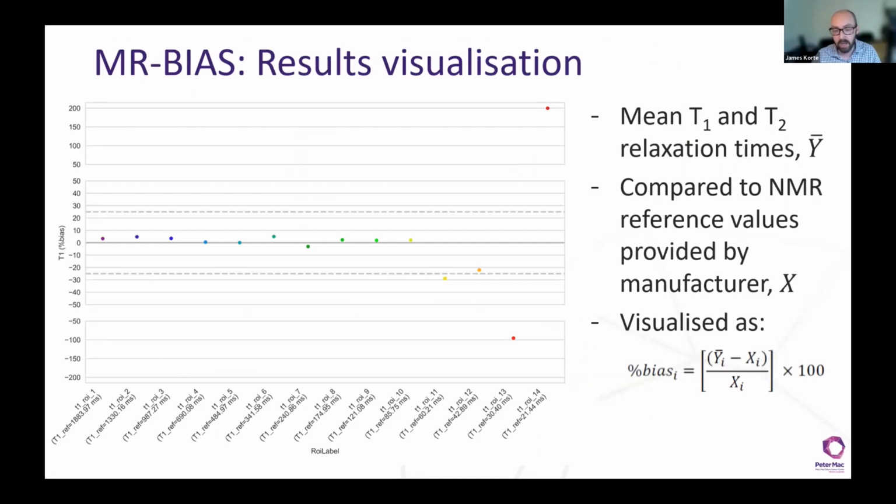And that just looks at how far, as a percentage, the value that you've measured deviates from this NMR reference value that's been provided by the manufacturer of the phantom. And as you can see there, for all the biological ones, which are ROI 1 to 11, we get really good agreement between the two.